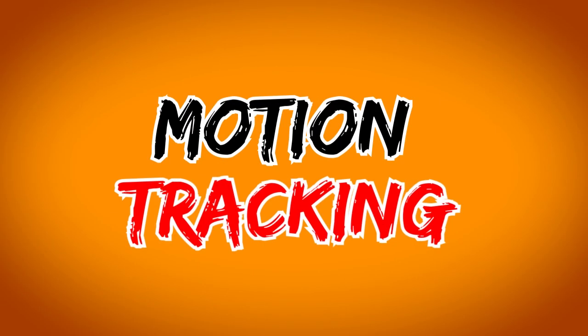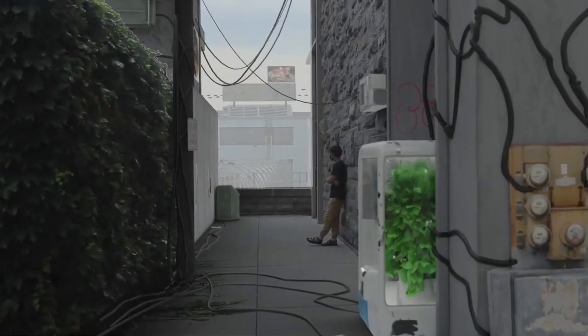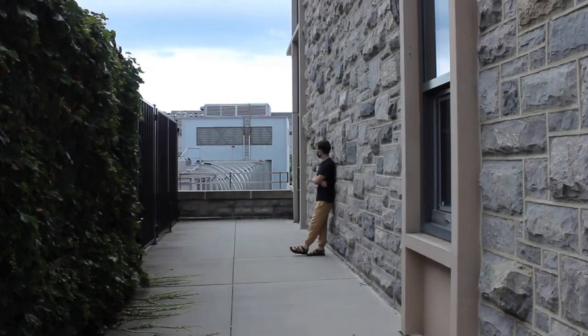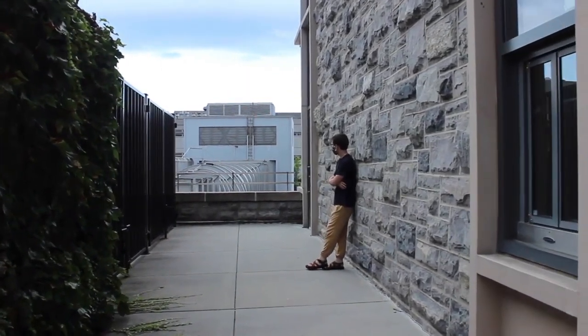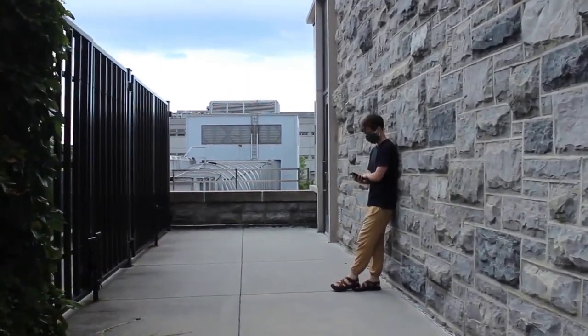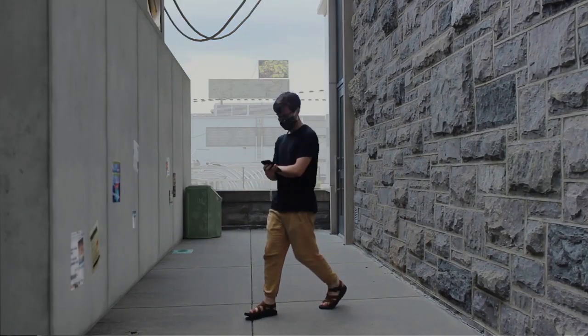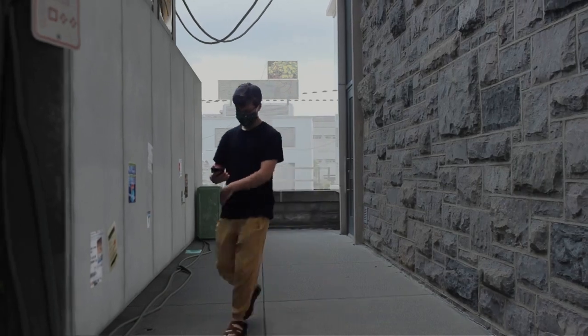Motion tracking. This technique is used when the shot is not stable and is moving. It works by tracking the movement of an object or a person and applying it to a computer-generated element. This technique gives the shot more life and makes the VFX even more realistic.